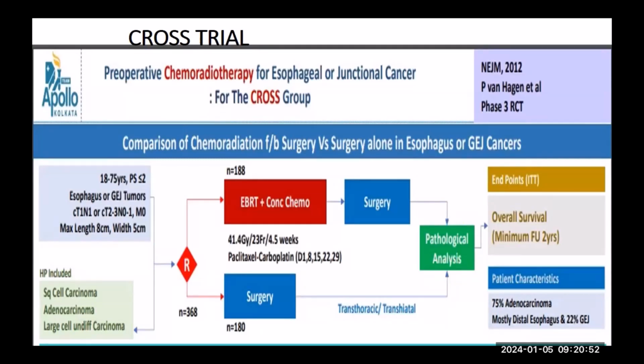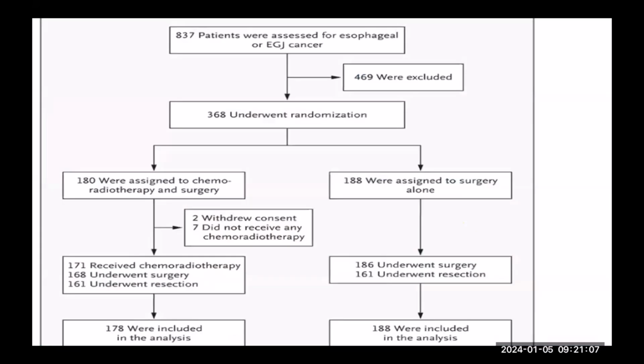One group received only surgery, and the other intervention group received EBRT with chemo, NACTRT, followed by surgery. The primary endpoint was overall survival. 75% of patients had adenocarcinoma and 25% had squamous cell carcinoma. Again, we see around 178 and 188 patients in either arm.